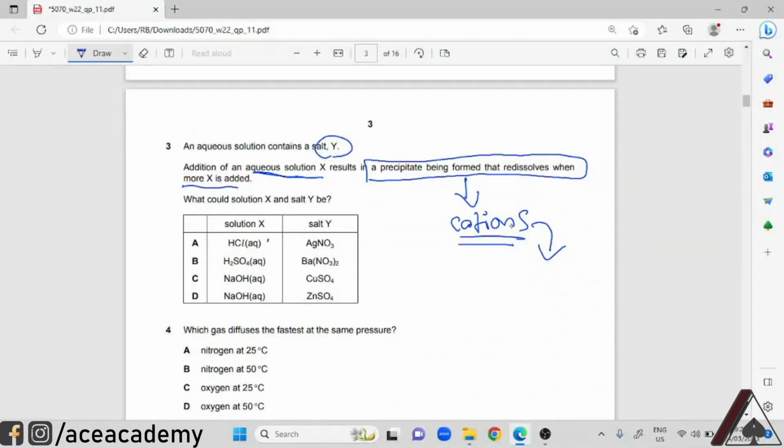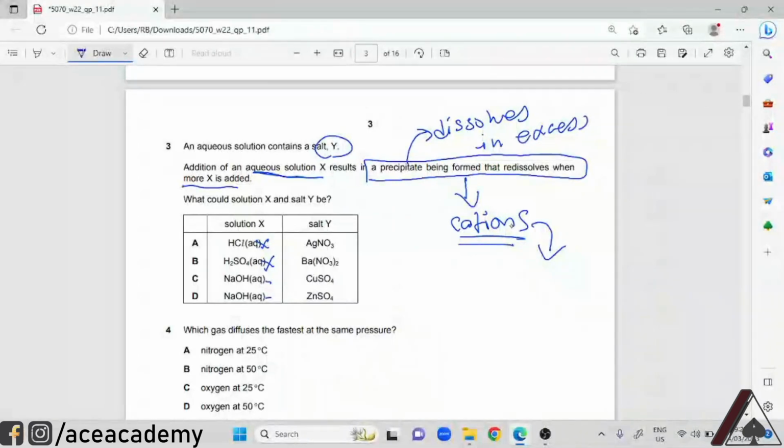So HCl and sulfuric acid is not the answer. It has to be aqueous ammonia. I mean sodium hydroxide solution, sorry. And for the second part, they have told us that after the precipitate is formed, the precipitate redissolves when more X is added. Like the precipitate dissolves in excess. Dissolves in excess.